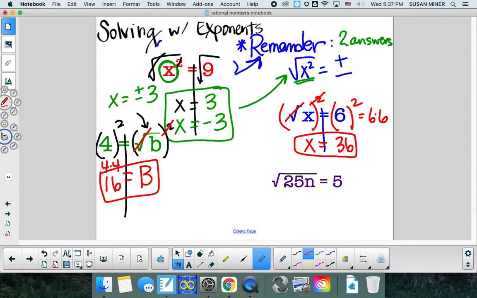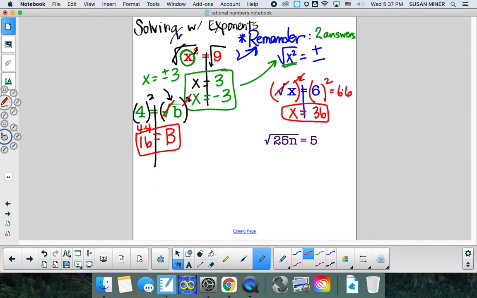Okay, and then last but not least is this one over here. Same idea. Don't let your eyes play tricks on you. If I start with a square root, the opposite of that is squaring it, right? So I'm going to square both sides, and the squared will cancel out the square root. I'm left with 25n equals 5 squared, which is the same as 5 times 5. That gives me 25. Now, wait a minute. I'm not done. I have another step now.